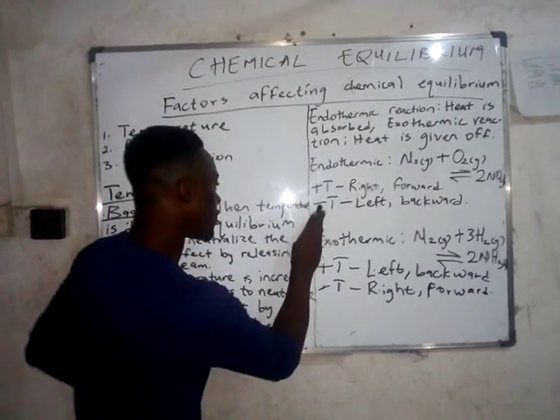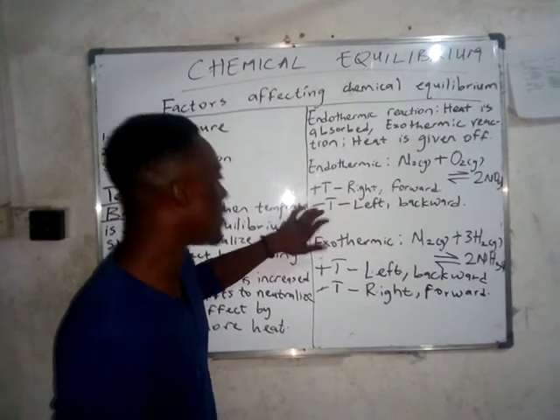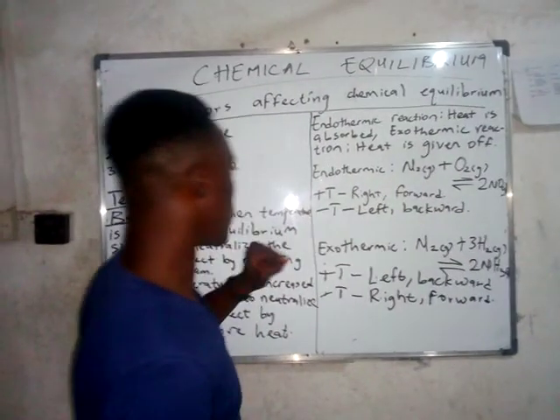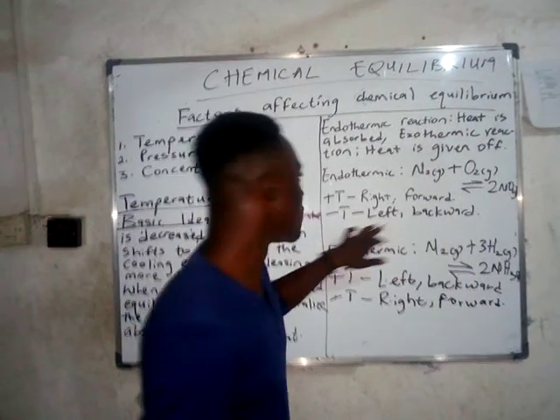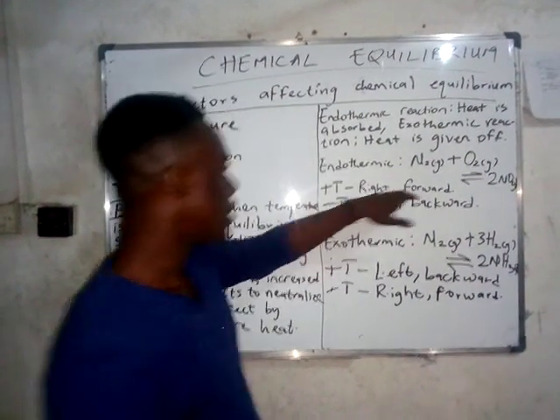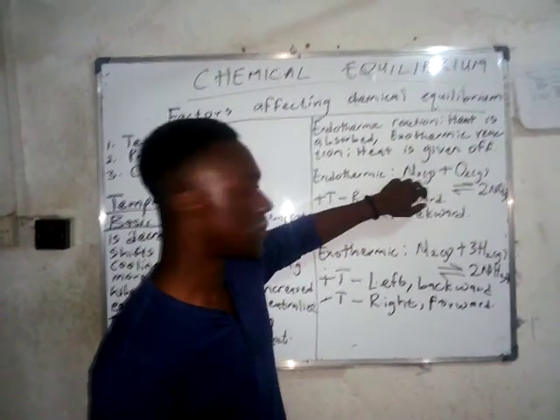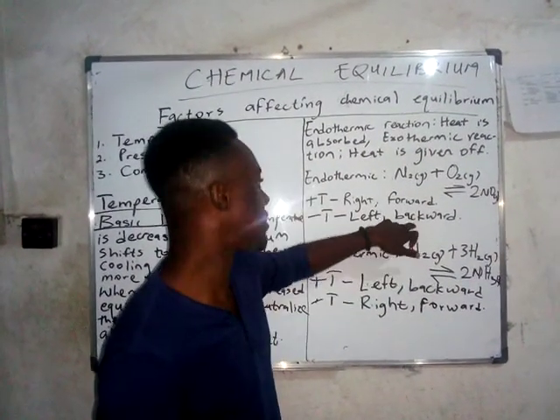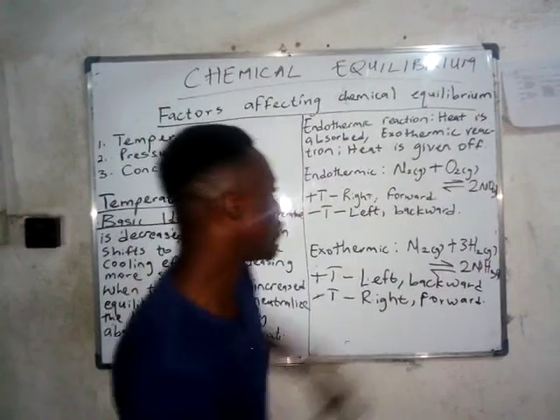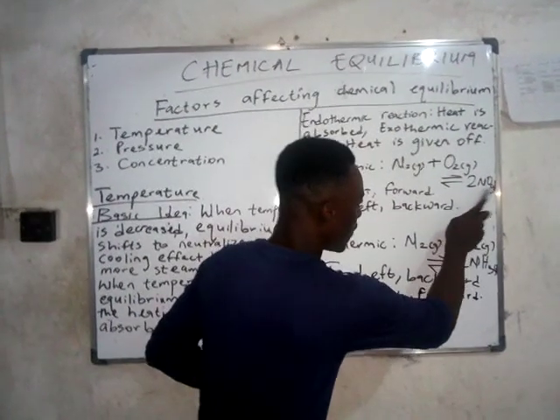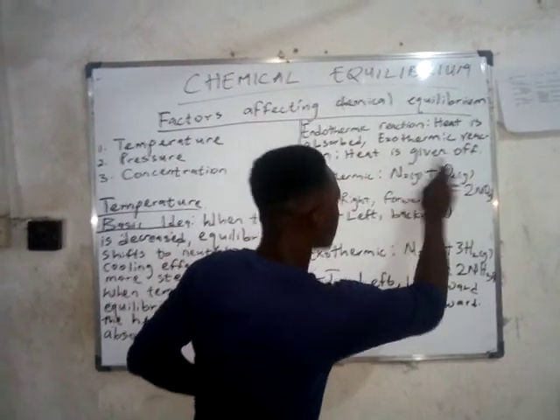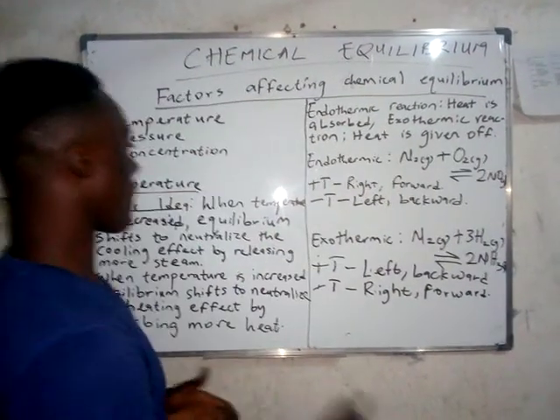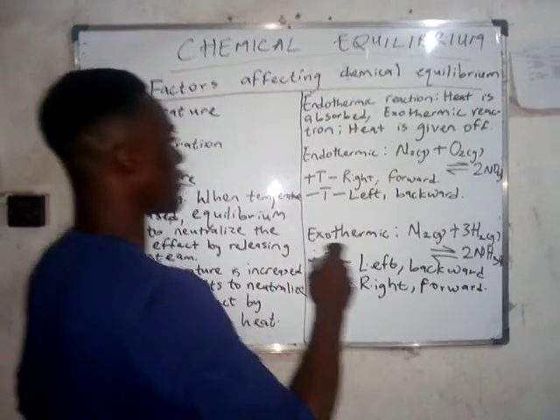And then I've written minus T here, which means decrease in temperature. For the decrease in temperature, you have left, which means the left side, the reactant side, being favored. And then backward, which means the backward reaction, the combination of this back to its constituents of nitrogen and oxygen, being favored, and the equilibrium shifting to the left.